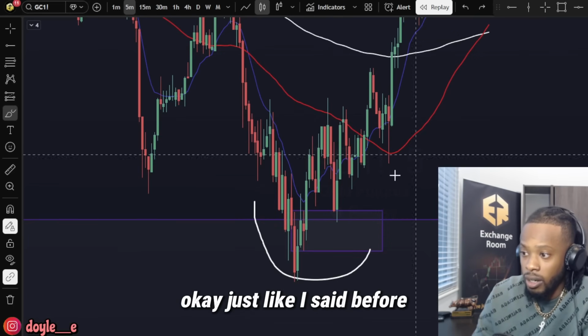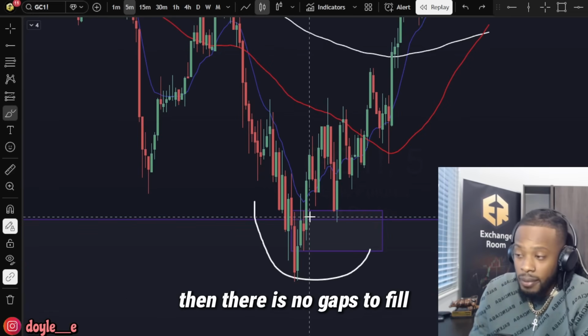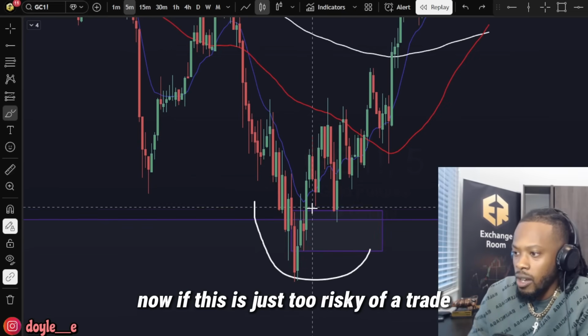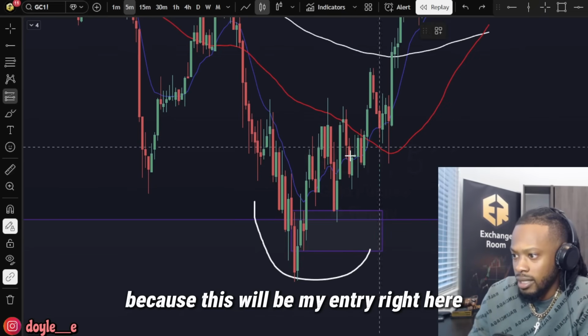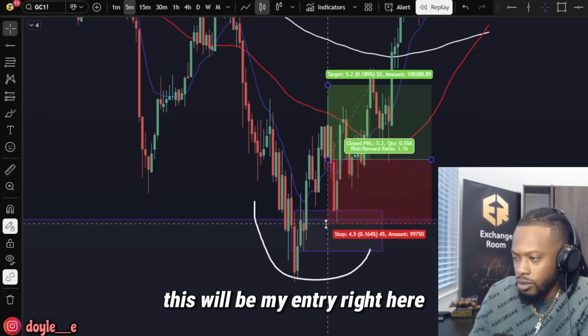Just like I said before, if they fill in the whole gap in that entire swing, then there are no gaps to fill. They're probably ready to go. Now, if this was too risky of a trade, because this will be my entry right here, once they tap the zone and give the break of the candle, this will be my entry right here.